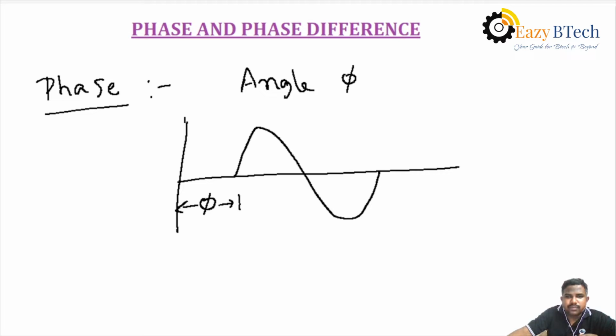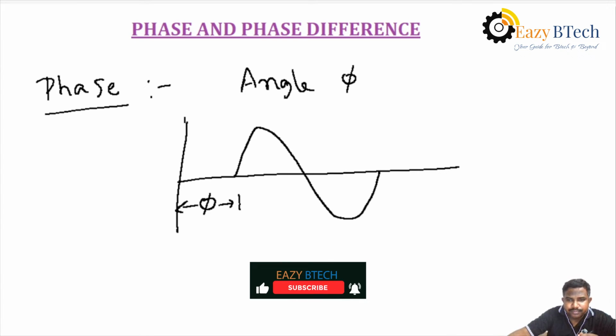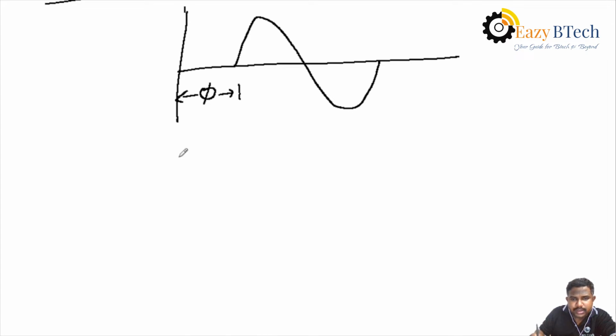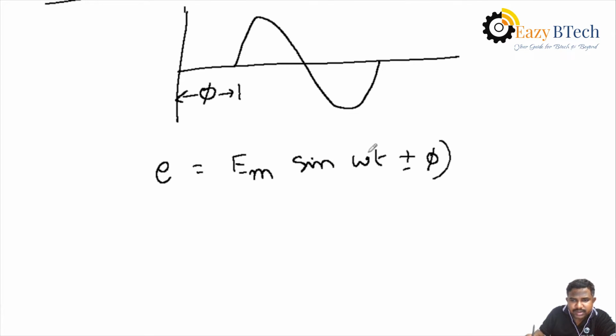Generally, the waveform can be represented in terms of an equation: E equal to Em sin omega t plus or minus phi. Here Em is the maximum value of the sine waveform, and angle phi is called the phase angle of the corresponding sinusoidal waveform.